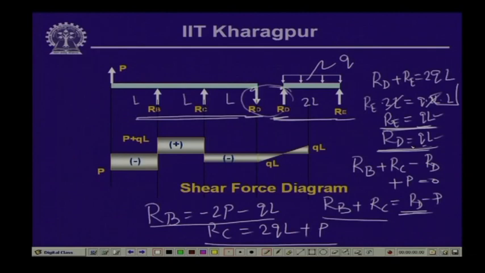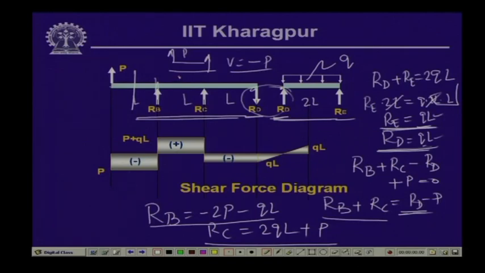Now, if you plot the shear force, if you take a free body over here, here we have the force P. So, here we have P, this is V. So, V plus P equals 0. So, V is equal to minus P. So, here we have minus P from here to here, since you do not have any other load.